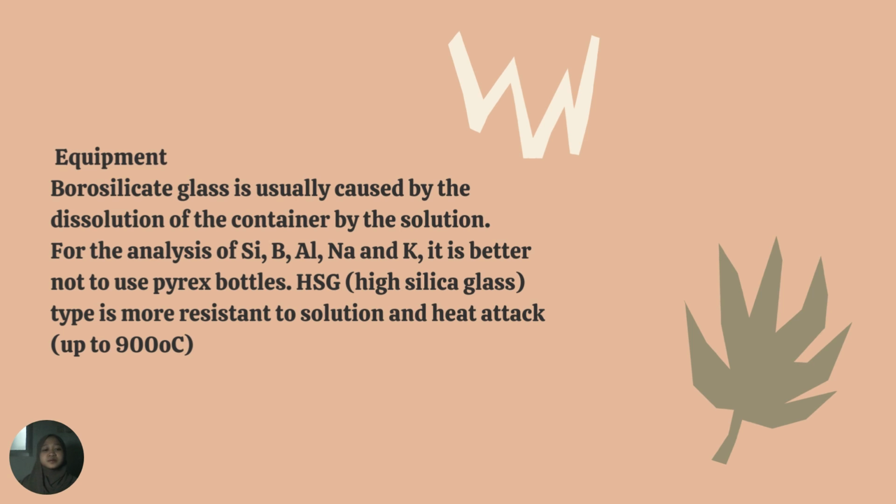Contamination from equipment. Glassware. Glass in analytical chemistry means borosilicate glass such as Pyrex and Jena, unless otherwise specified. Contamination of samples from glass is usually caused by attack or dissolution of the container by the solution. Pyrex and Jena are resistant to weak acid and base, but less resistant to strong acid and strong base.